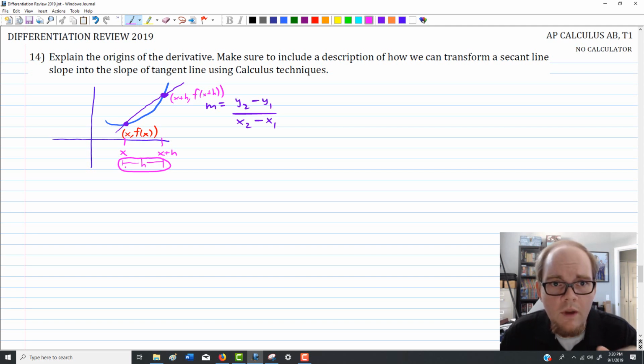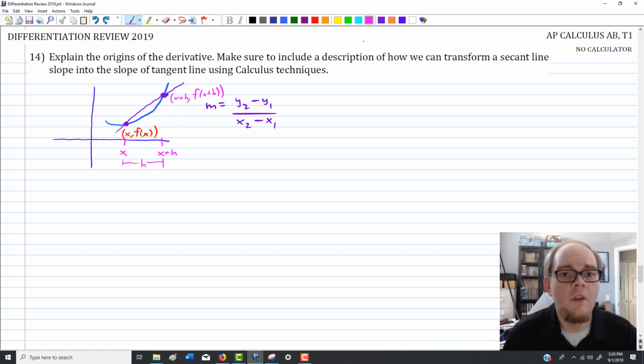A smaller horizontal distance will create more and more similarity between the actual slope of the secant line and the slope of the tangent line. For instance, right there, this is pretty clearly a secant line. But if I move my second point over to there, you can see that while it's still technically a secant line, it's got a much closer approximation for the slope that we're looking for eventually. So that's what we're trying to do.